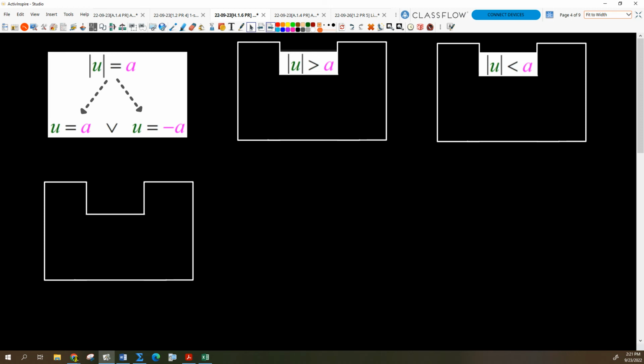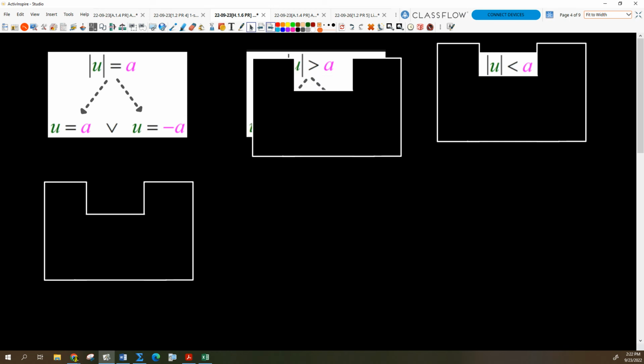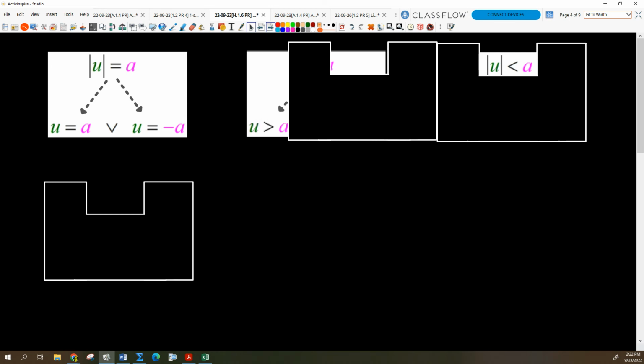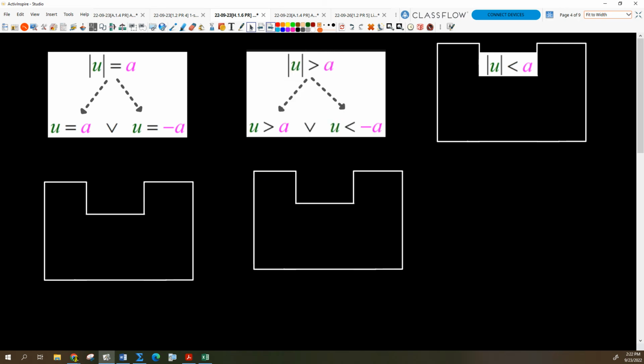What's that going to split into? What or inequality? U is what? You know what you're doing. U is either, I'll get you started. U is either going to be greater than A or less than negative A. There you go. See what I'm saying? That's what I'm looking for, is the pattern.